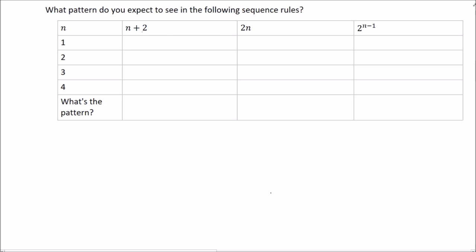So right here, n plus 2, what pattern do you expect to see? Addition, subtraction, multiplication, division. What about here? We have multiplication. Here we have an exponent. What kind of patterns do each of those produce? Okay, so let's begin. Let's test it out.